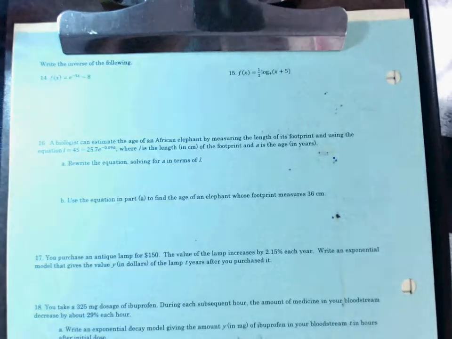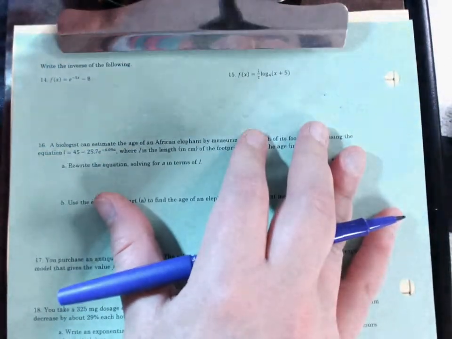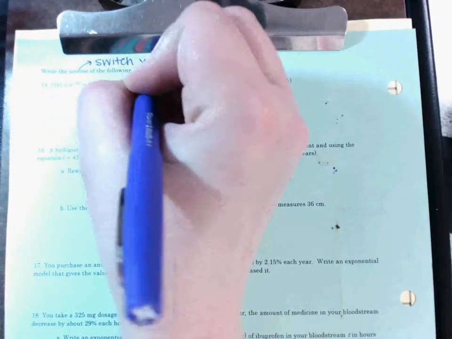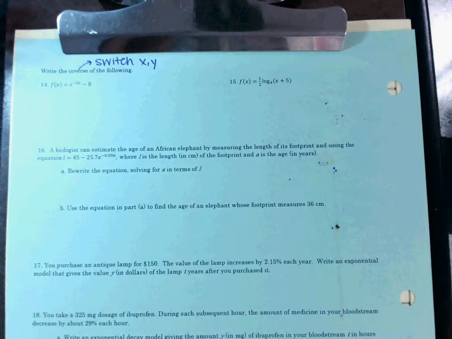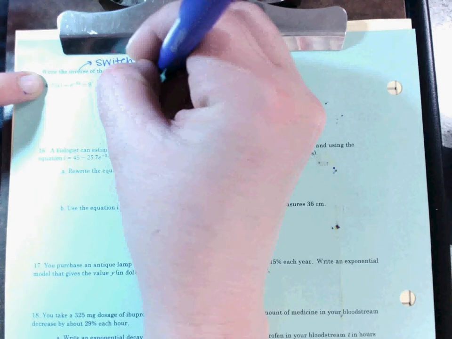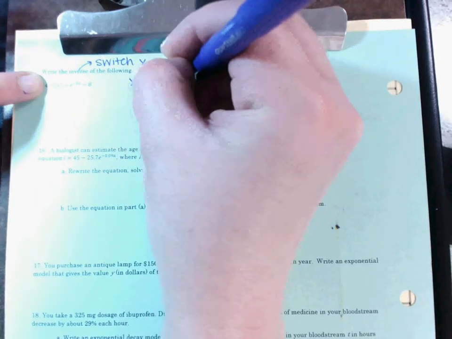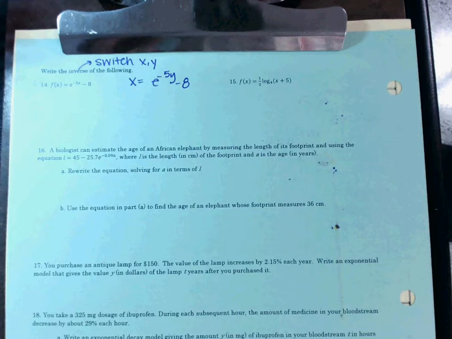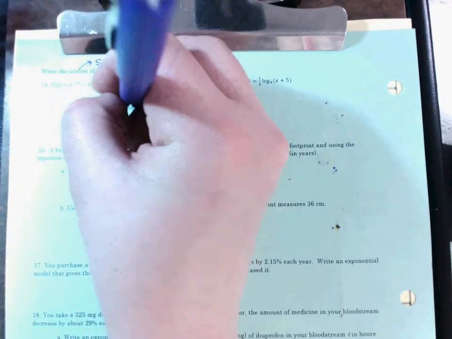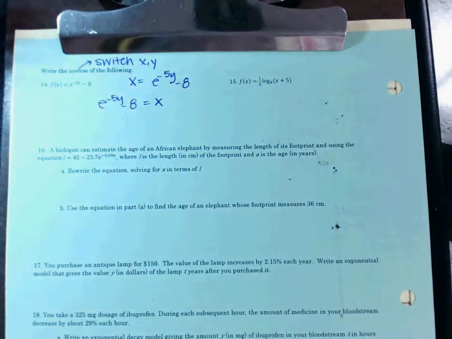Okay, if you are wanting to write the inverse, remember the inverse is when you switch x and y. So if I'm wanting to do number 14, I'm going to rewrite this instead of y equals, I'm going to turn it into x equals, and then e to the negative 5y minus 8. And then remember, after I switch the letters, I have to also switch the sides. So I'm going to let my e to the minus 5y come first, and my x come second. So I switch the letters, then I take the sides, and I reverse them.